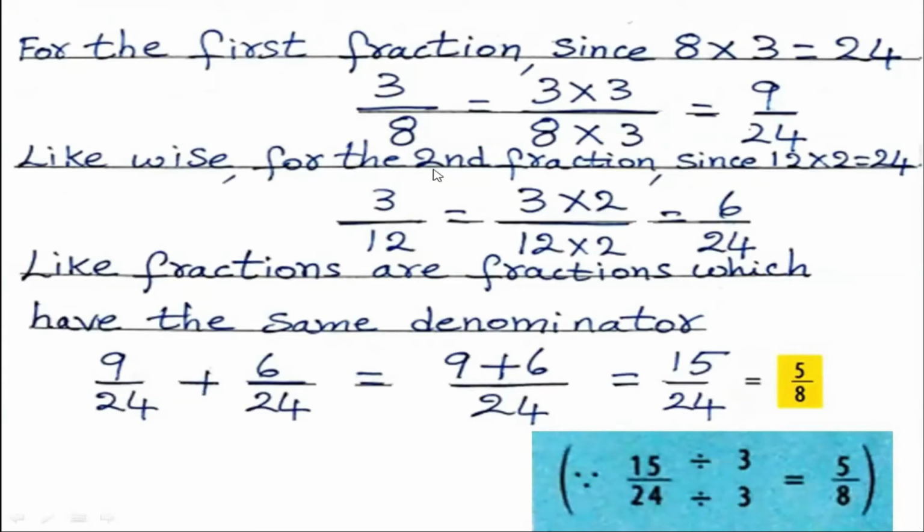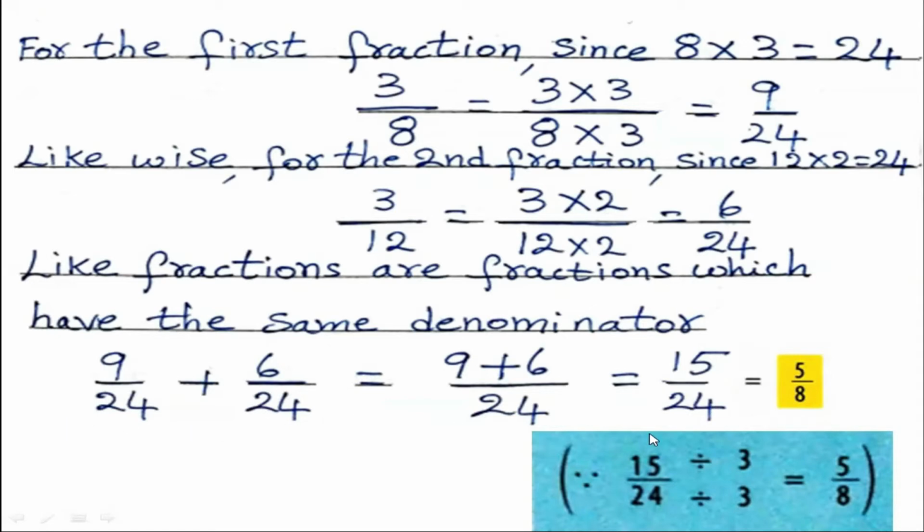Likewise, for the second fraction, since 12 into 2 is equal to 24, 3 by 12 equal to 3 into 2 is equal to 6, 12 into 2 is equal to 24. That is 6 by 24. Like fractions are fractions which have the same denominator. So, 9 by 24 plus 6 by 24 equal to 9 plus 6 by 24. If we add, the answer is 15 by 24. These are called like fractions. For both fractions, the denominator is 24.